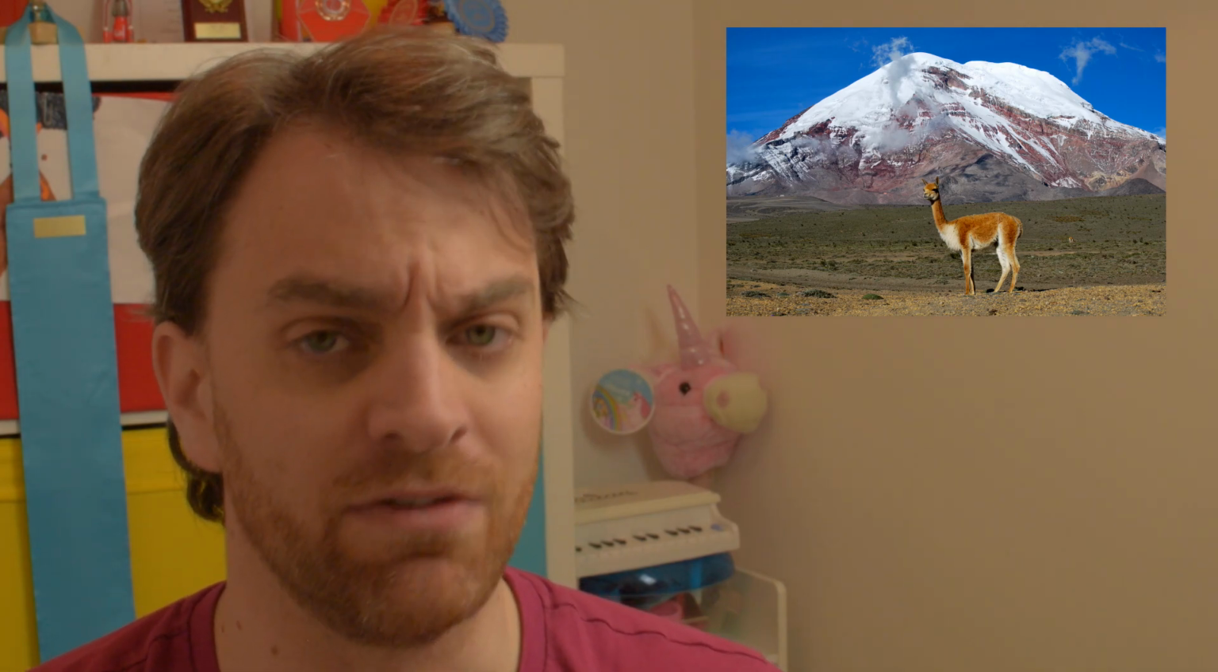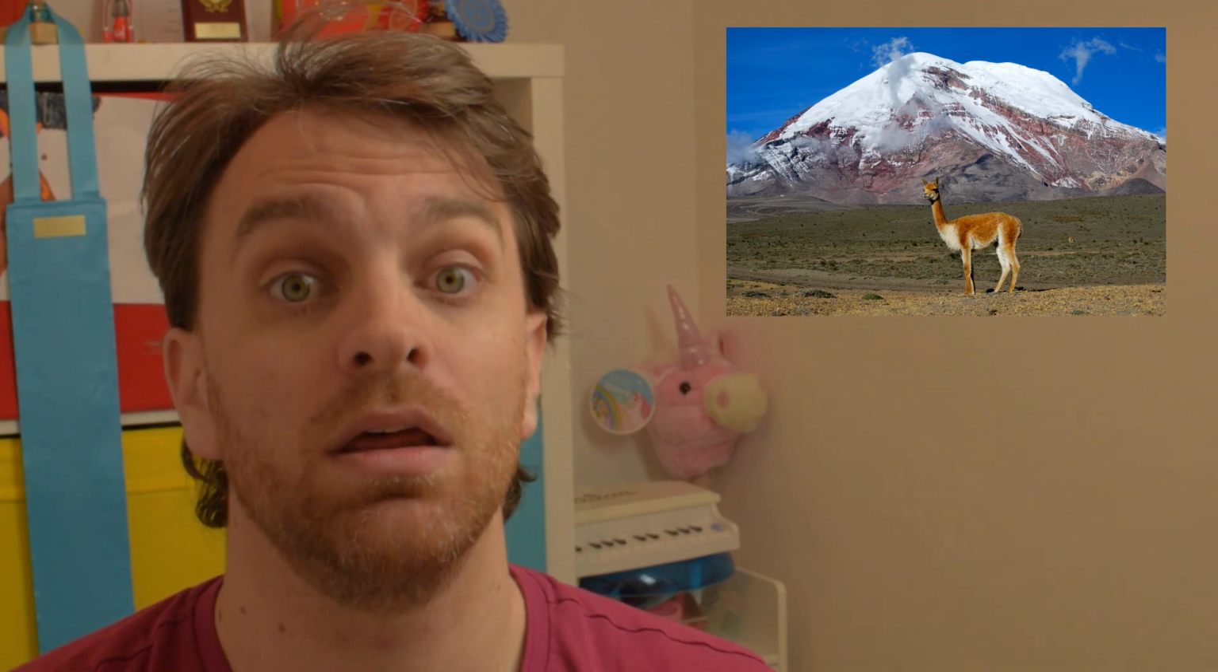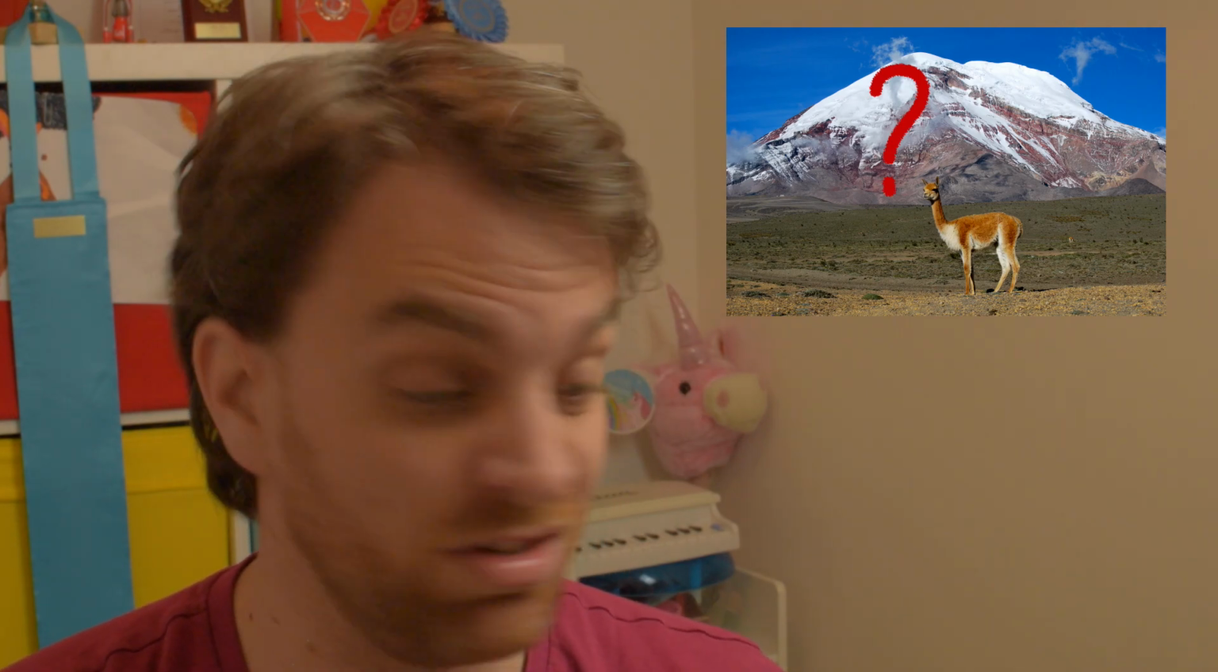Don't care what you think about Everest. It's not the tallest mountain. No, it's not. This is the tallest, Chimborazo. I think I'm pronouncing that correctly. No idea.